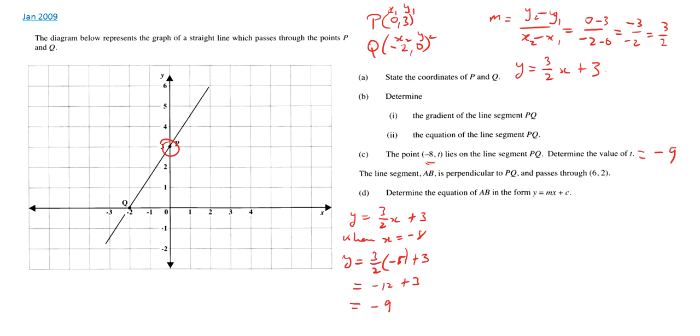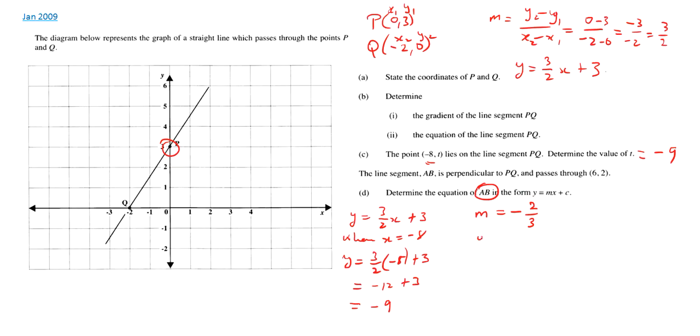Alright, now they come on and tell you that a line segment AB is perpendicular to PQ and passes through (6, 2). So therefore, the gradient of AB will be equal to, right? So that's for AB we're talking about here. They are perpendicular lines. So we need to invert the gradient of PQ, which is 2/3, and put a minus sign in front of it. So the gradient of AB is minus 2/3.